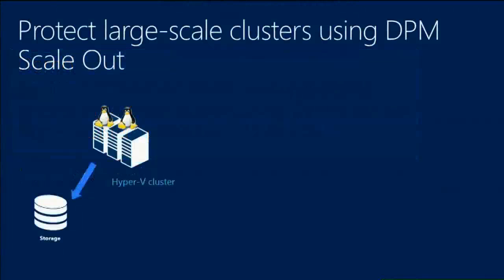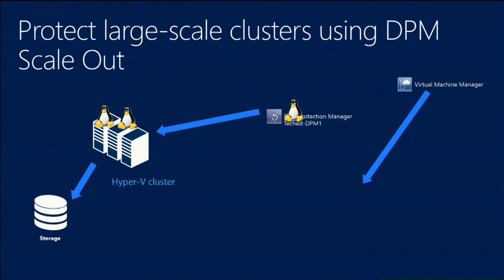Here, I have a cluster, and it has 2 nodes, and it has 2 Linux VMs. Now, I have another DPM server called TechEd DPM1 that is protecting 1 Linux VM, just to show you the scale-out architecture. We ran out of space on the first DPM server, so we are going to use Virtual Machine Manager. We provision another DPM server, and then we'll back up the other Linux VM from the same cluster to a different DPM server. That's the demo we are going to look at.